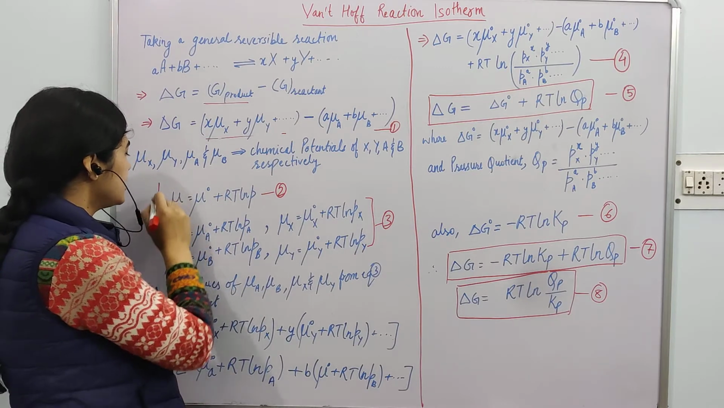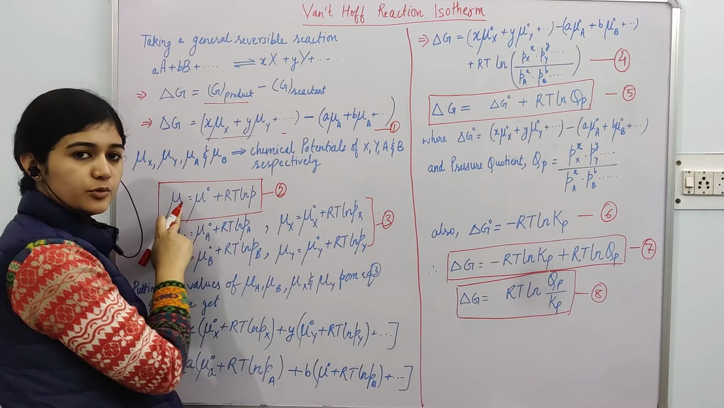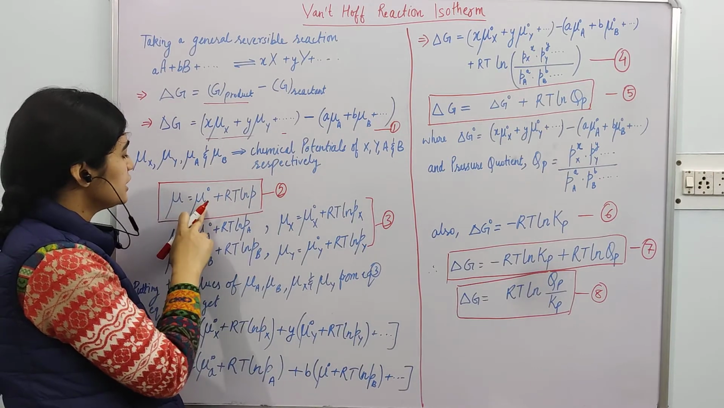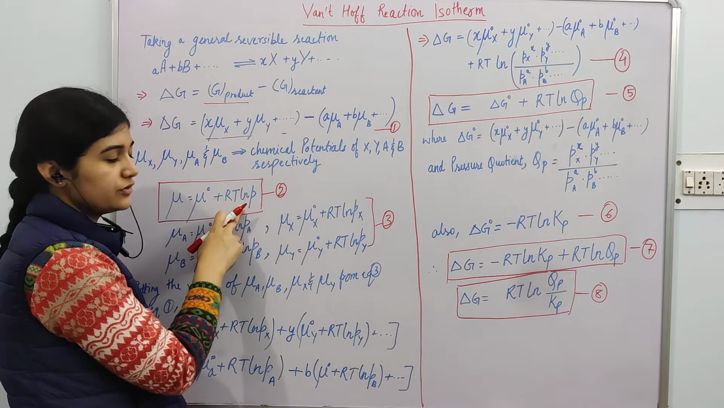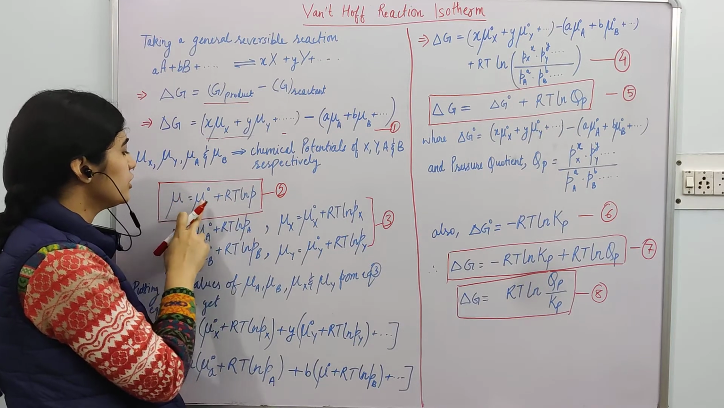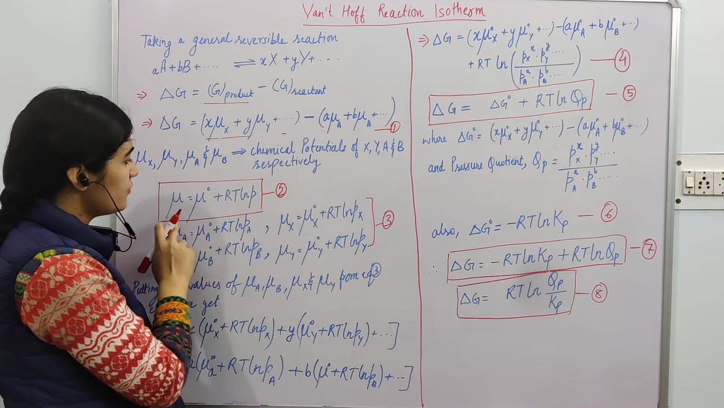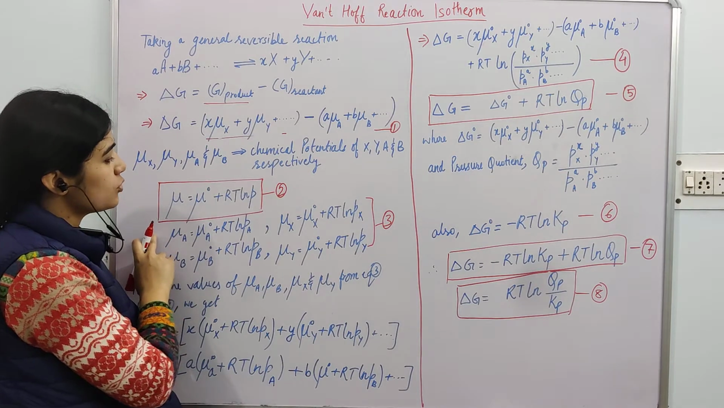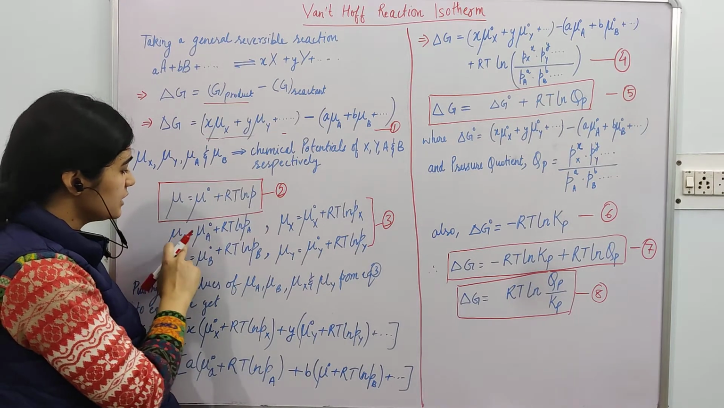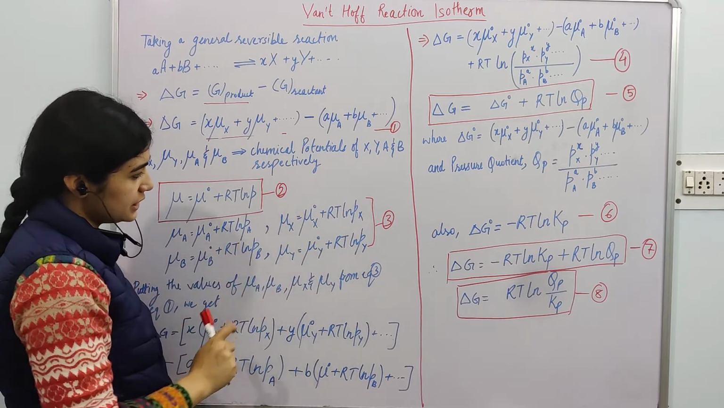Now we have also studied this relation in the previous class, where chemical potential has been written in terms of standard chemical potential and partial pressure of the species. So mu is equal to mu naught plus RT ln P. So if we have to write the chemical potential of all the species, that is all the reactants and products, we can write them in these ways as we have written in the third equation.